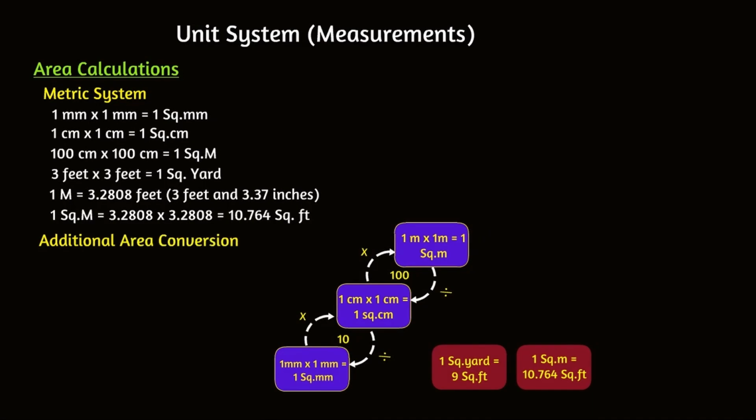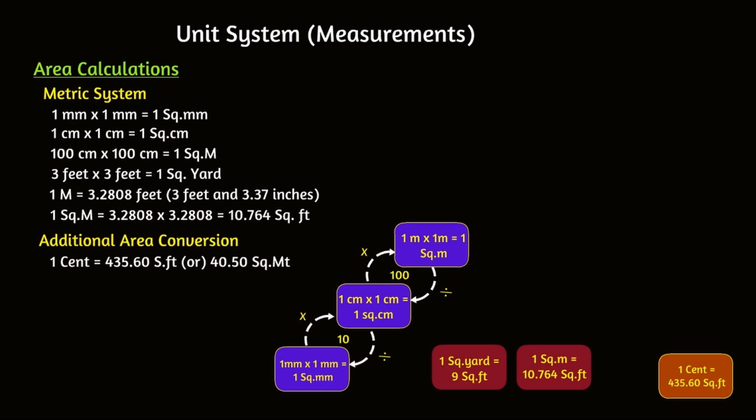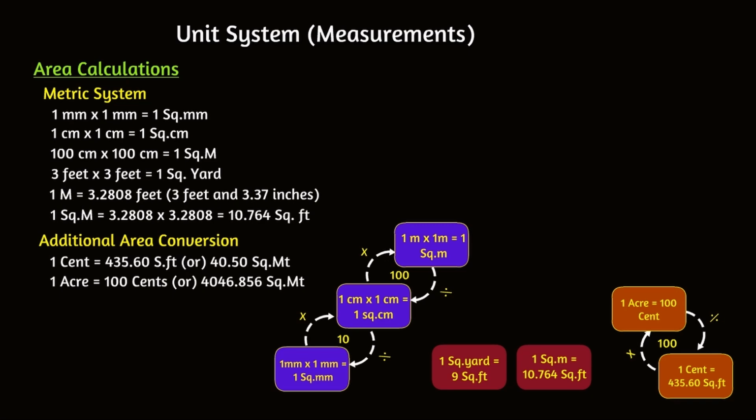Additional area conversions. 1 cent equals 435.60 square feet or 40.50 square meters. 1 acre equals 100 cents, which equals 4046.856 square meters.